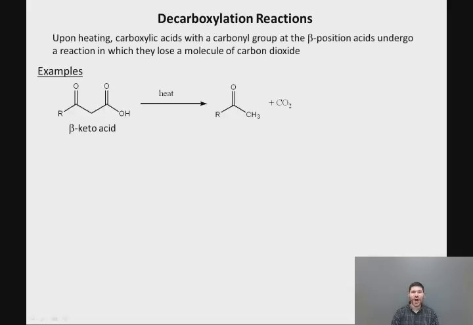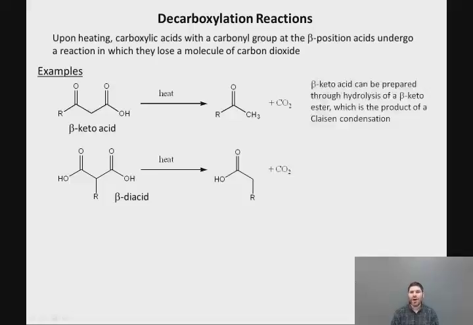First, if we start with a beta keto acid and heat it, you end up with a ketone plus carbon dioxide. In other words, we have broken a carbon-carbon bond. A second example: instead of a beta keto acid, you can also use a beta diacid, so a dicarboxylic acid. Heat that up, and now we have a carboxylic acid plus CO2.